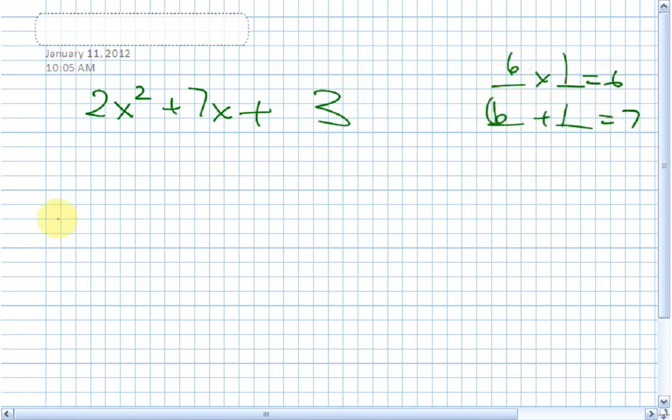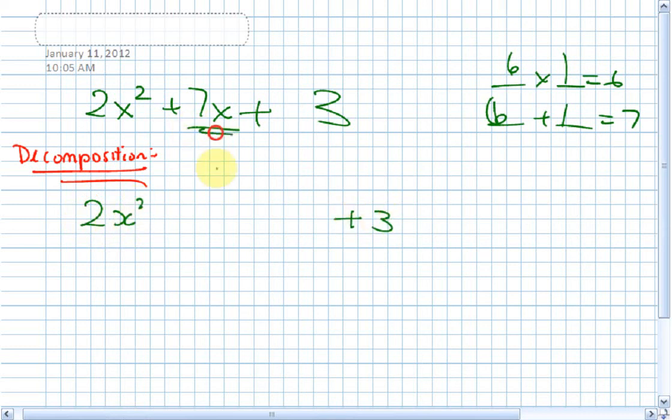This is the decomposition method. If you don't like this, then just watch for a sec. If you do like this, you better write this down. Decomposition says the following. Let's decompose. Let's break up the middle term. And I'm going to break it up this way, using the numbers 6 and 1. Notice that the middle term can be written as 6x plus 1x. Agree? Because that's equal to 7x.